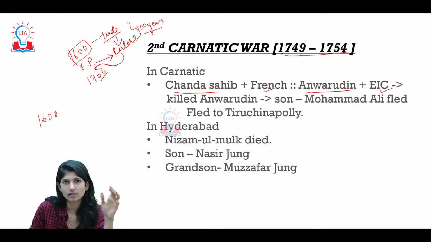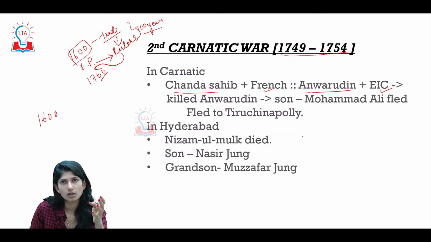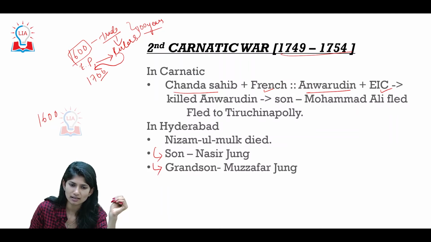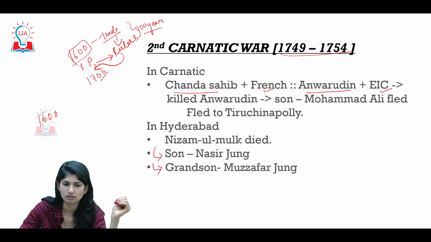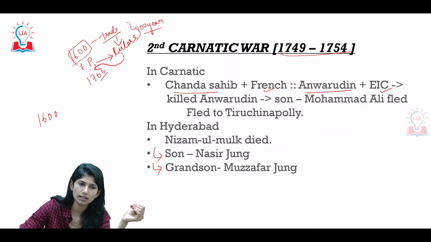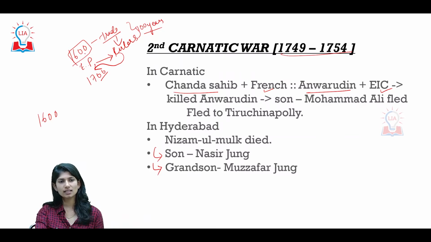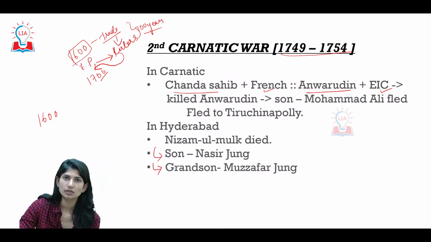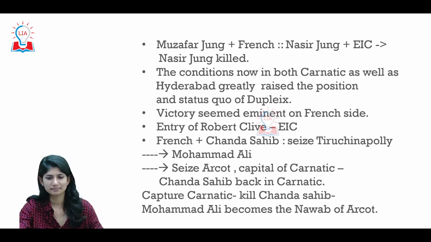Now in Hyderabad around the same time, Nizam ul Mulk, the founder of Hyderabad, has died. His son and his grandson, his son being Nasir Jung and his grandson being Muzaffar Jung, are fighting for the throne. Under this scenario, local rulers want to come to power. The period is 1700s. What are they doing? They are going and asking for help from European powers. In 1600, these people had to take permission from them. In just 100 years, they are taking help from them. Irony. Is it though?